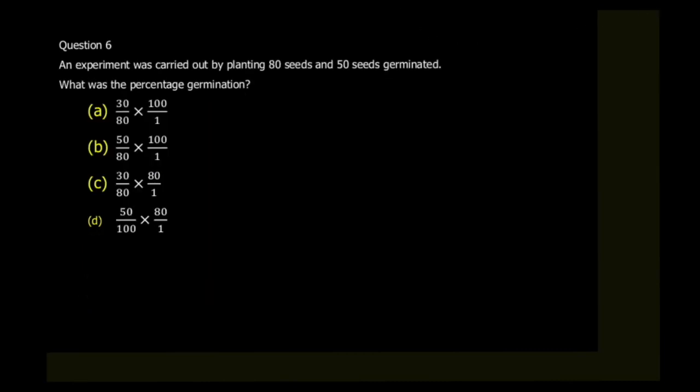Question 6 says an experiment was carried out by planting 80 seeds and 50 seeds germinated. What is the percentage germination? So this one, it's arithmetic, it's math. Here, how many seeds germinated? It's 50. What's the total number of seeds that you had? It's 80. Then multiply by 100%, of course. We should put this percent here. I don't know why they didn't put it here. Maybe just because they said percentage germination.